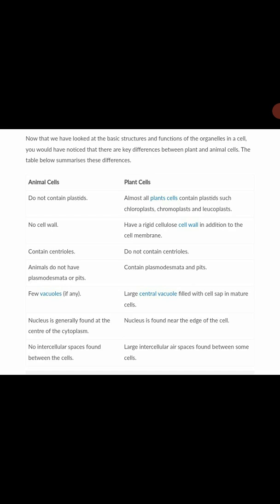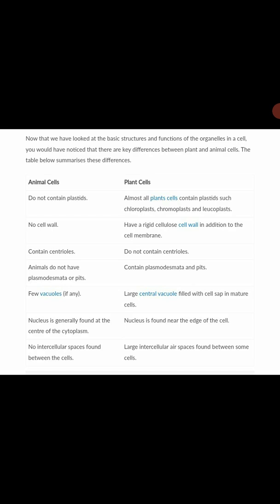Number three, animal cells contain centrioles. Plant cells do not contain centrioles. Can you see? Animal cells contain centrioles, plant cells do not. Rather, they contain vacuoles. All right, the fourth one.